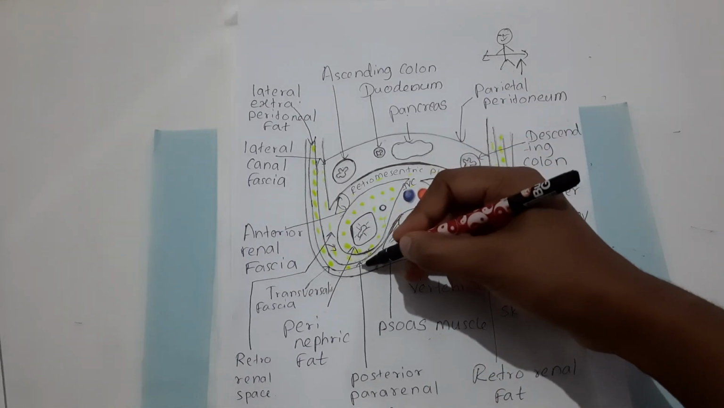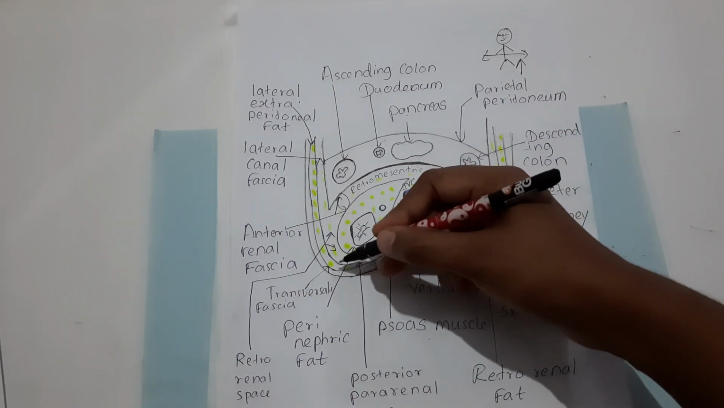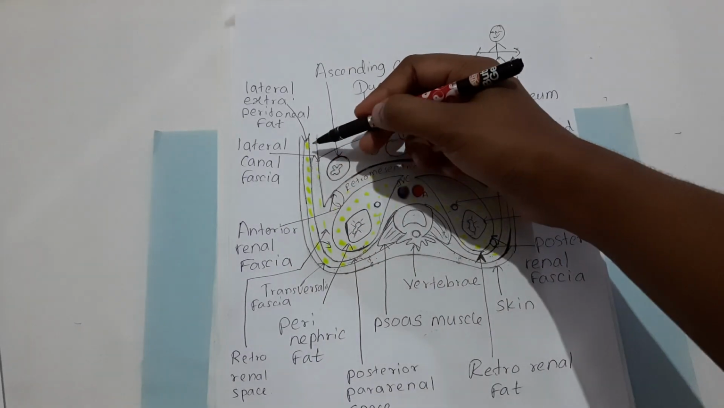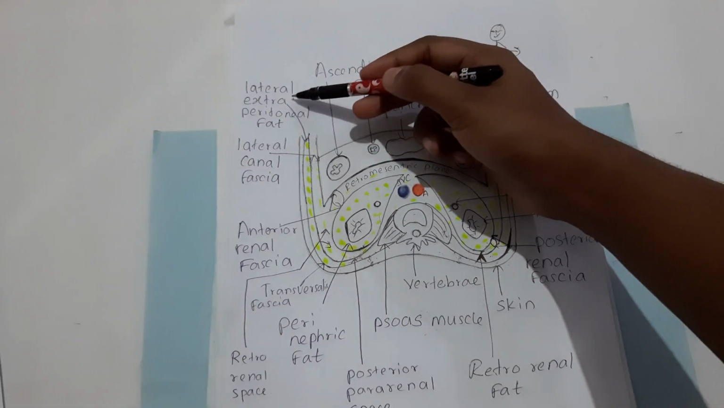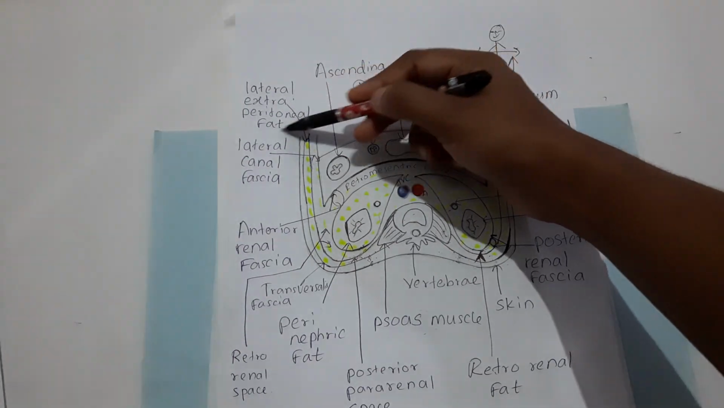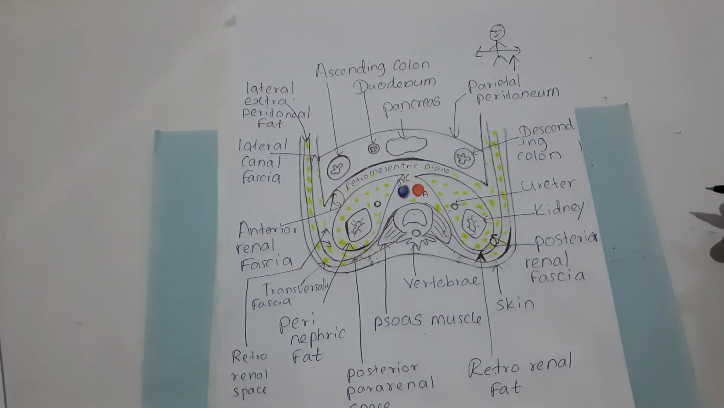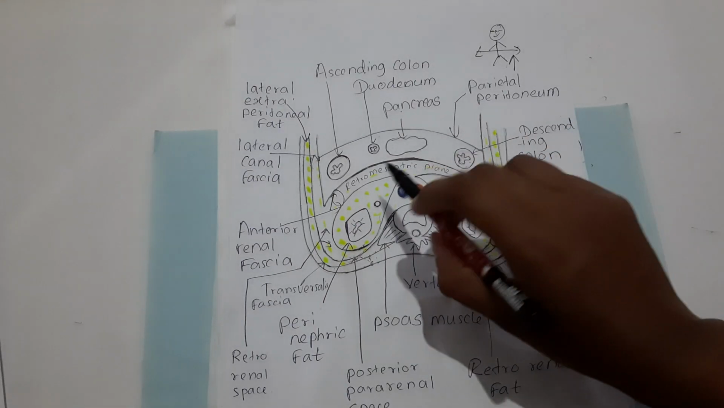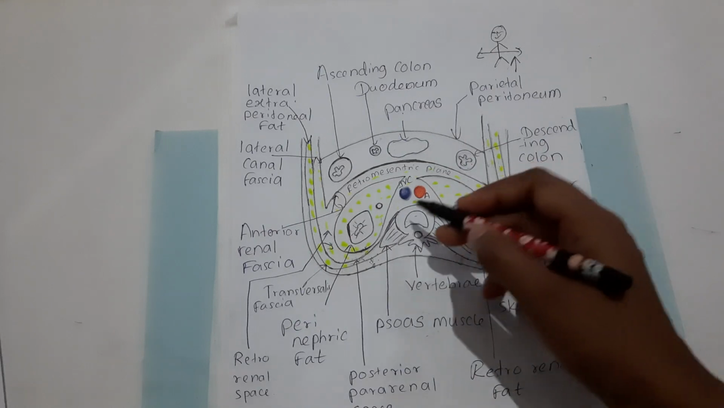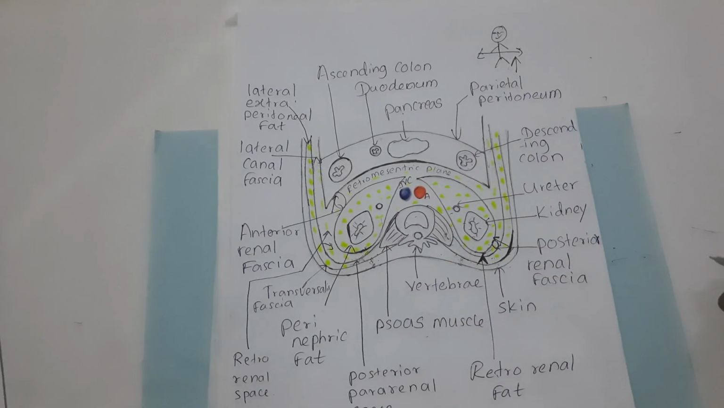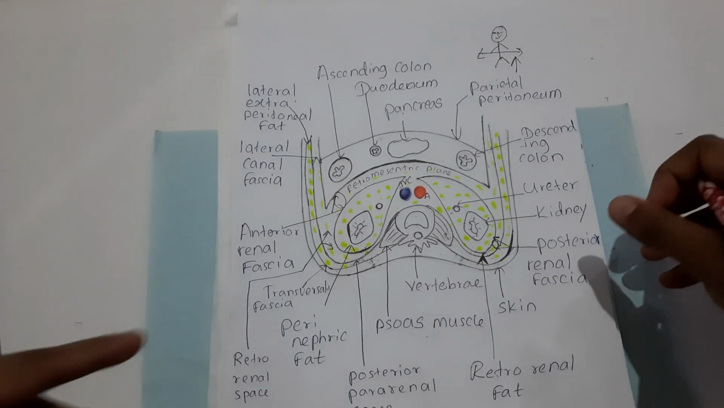When the posterior pararenal fat space extends laterally, in the lateral aspect we call it the lateral extraperitoneal fat. And here are the ascending colon, descending colon, pancreas and the duodenum, inferior vena cava and the aorta. So that is the horizontal view.